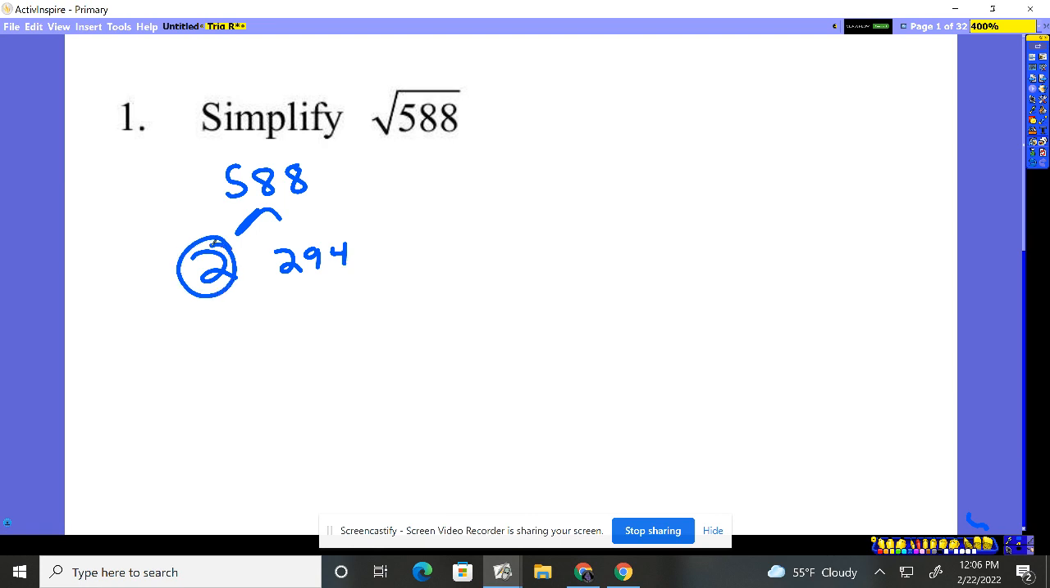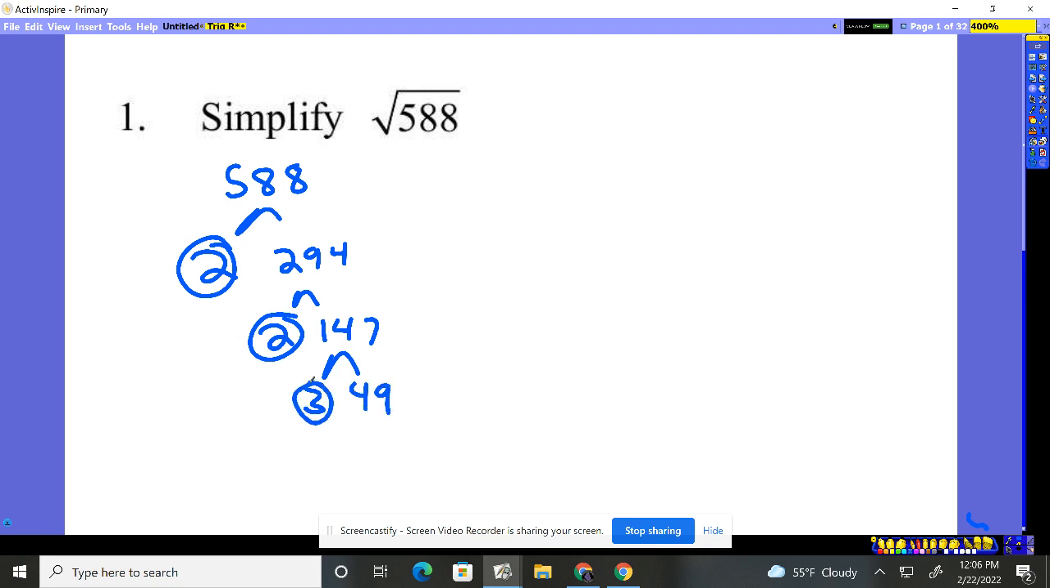So that 2 can't go any further. 294 is another 2 times about what? 147. Is that right? Yes, 147. That 2 can't go any further. 147 now can be broken down. I know that can be divisible by 3. If I add the digits together, 1 plus 4 plus 7 gives me 12. 3 goes into 12, so I know 3 will go into that.